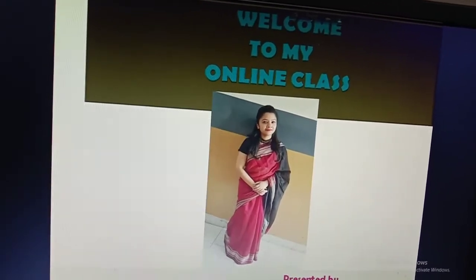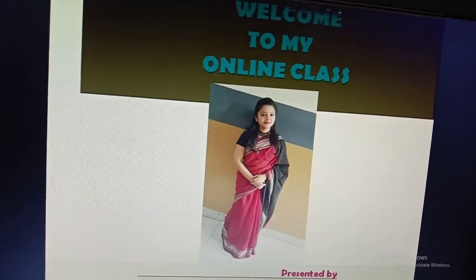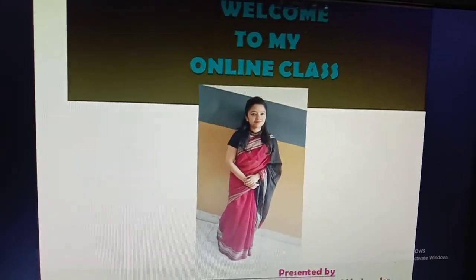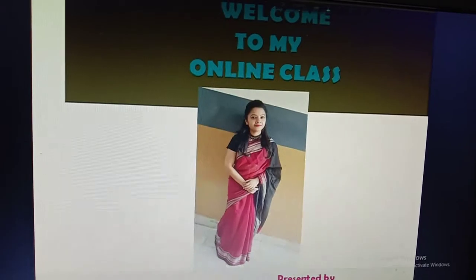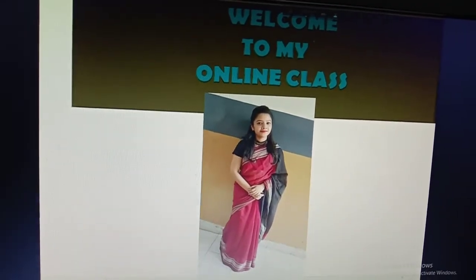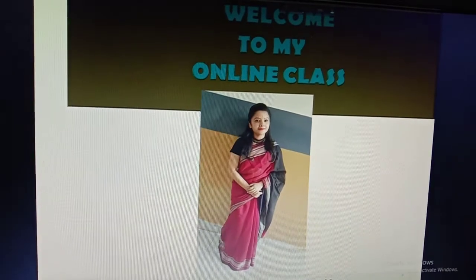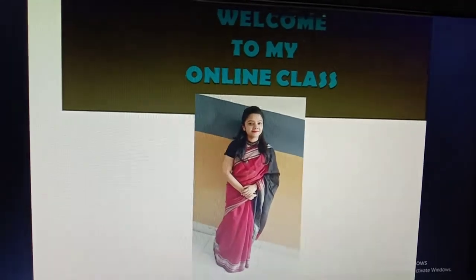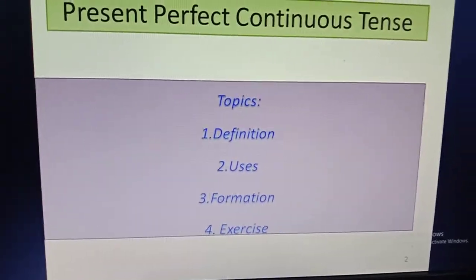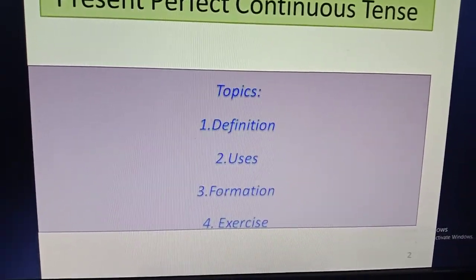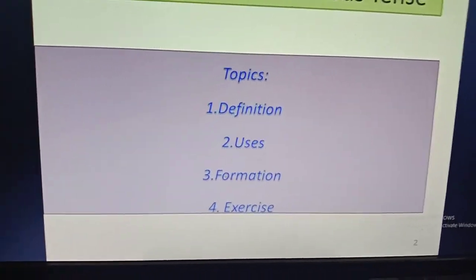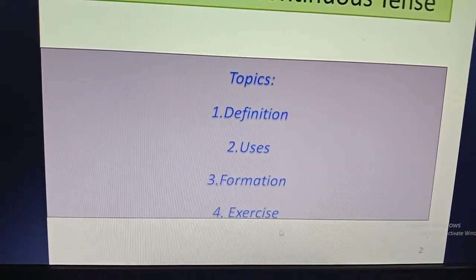So, boys, today we are going to learn present perfect continuous tense, as we finished present perfect tense in our last lecture. Okay? I have prepared the lesson for all of you. So you have to take out your pen and copy and let's go for the lesson. Here I have written the topics. The topics are definition, uses, formation and exercise. We will learn one by one.